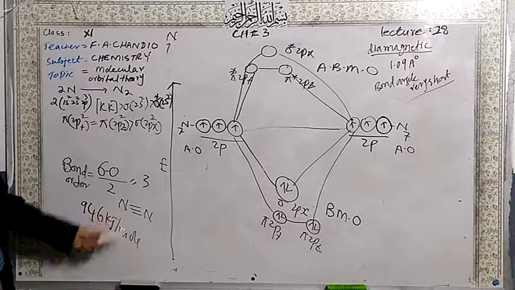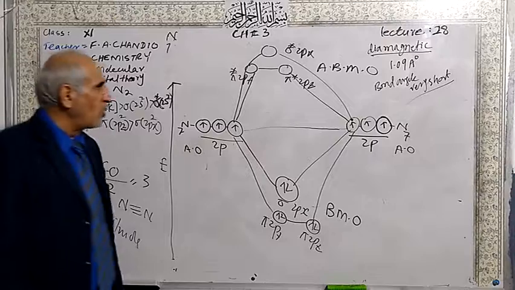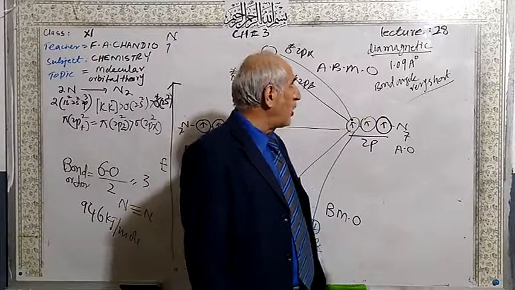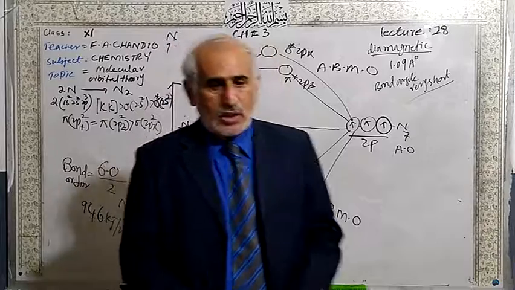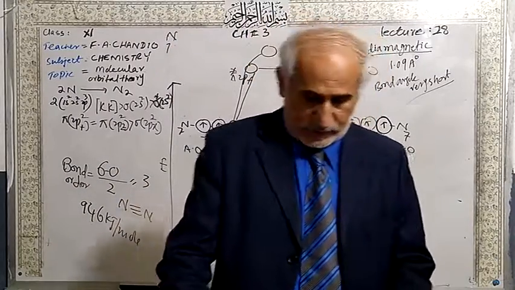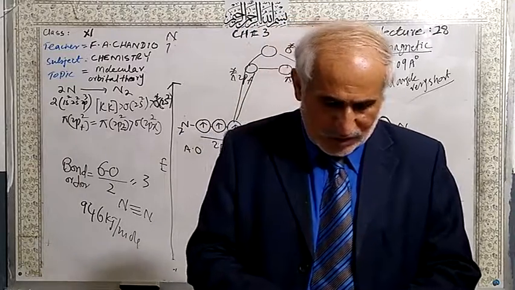Triple bond is here, 1 sigma bond and 2 pi bonds, 946 kilojoules per mole. And bond length is 1.09, very short, very strong bond. And there are no unpaired electrons, so that's why it is diamagnetic. So dear students, this is about nitrogen. Now we are going to start with oxygen.